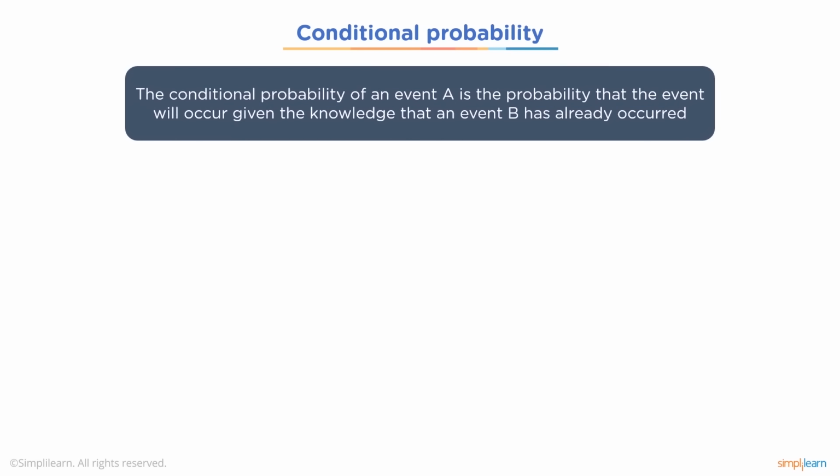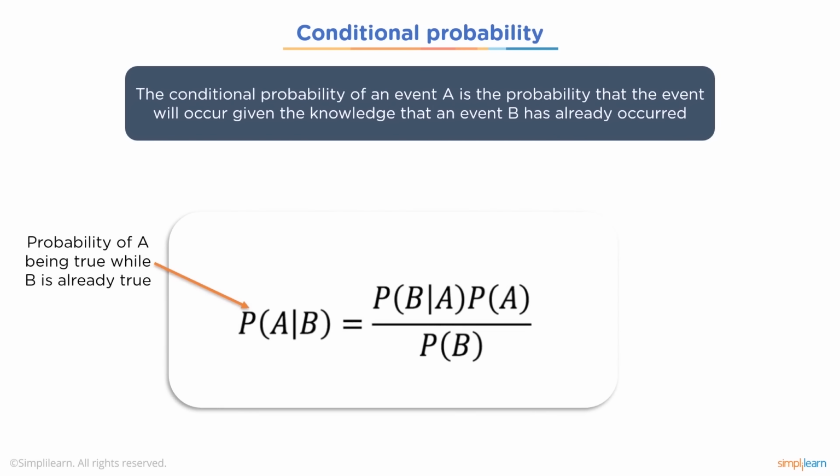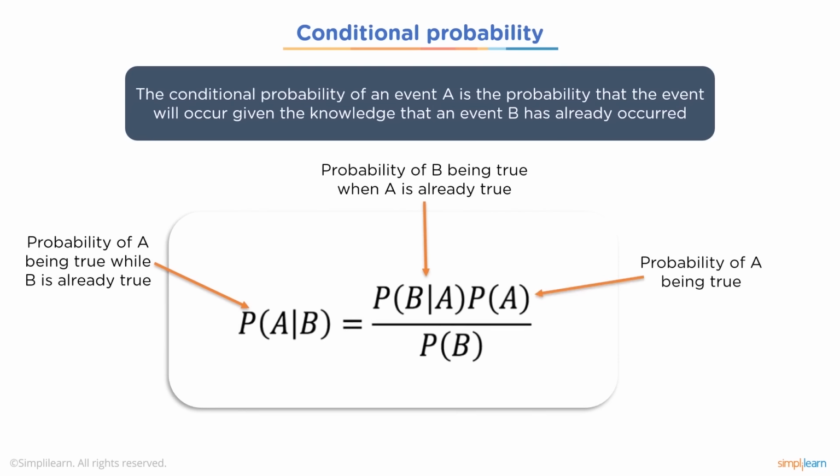And if you're going to do all this, we've got to jump into conditional probability. The conditional probability of an event A is the probability that the event will occur given the knowledge that an event B has already occurred. And you'll see this as Bayes' theorem, B-A-Y-E-S, Bayes. You have these funky looking little P brackets, A, B. This is the probability of A being true while B is already true. And you have the probability of B being true when A is already true, so P, B of A, times the probability of A being true, divided by the probability of B being true.